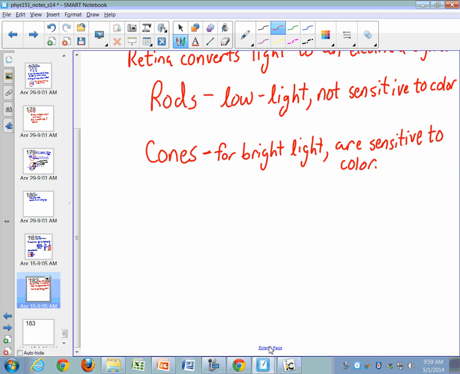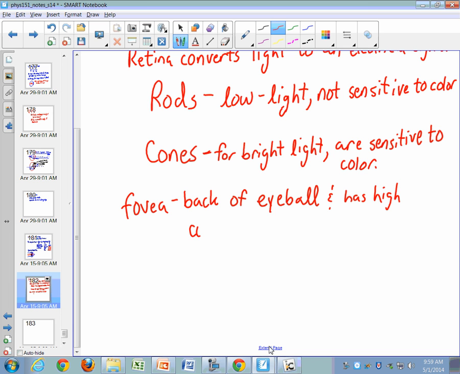The retina also contains the fovea and the optic disc. The fovea is the back of the eyeball, and has a high concentration of rods and cones. That's like where most of your images are formed, on the back of your retina, your best images. And so you want the most detectors there that you can have. And then the optic disc is where the optic nerve is attached to the retina.